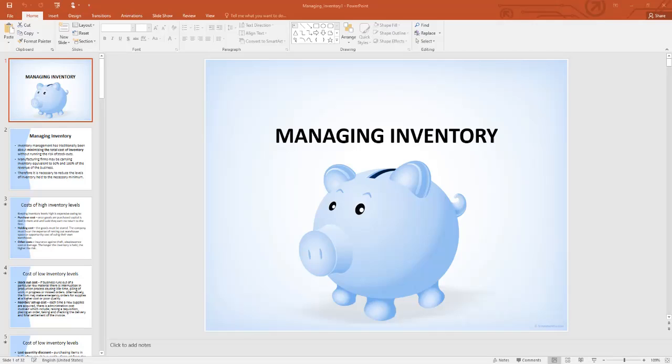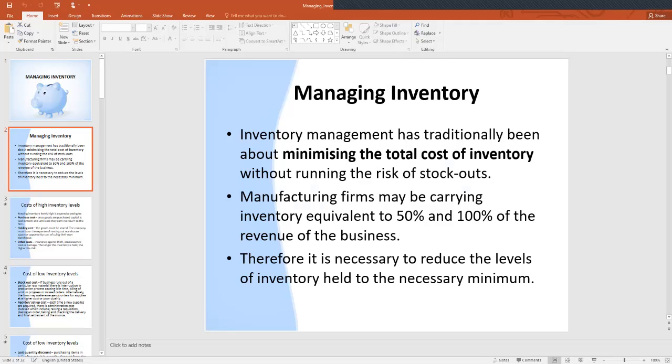So anyway, let's go straight to the topic, managing inventory. When it comes to inventory management, as I mentioned, the key idea we are pursuing here is cost minimization. We want to establish the reorder level that will minimize the cost that we incur as a company in terms of our inventory.